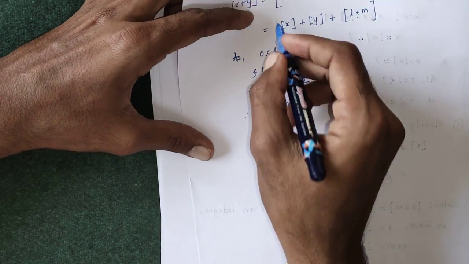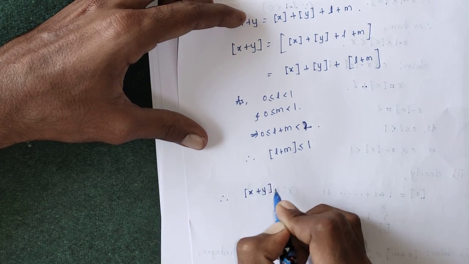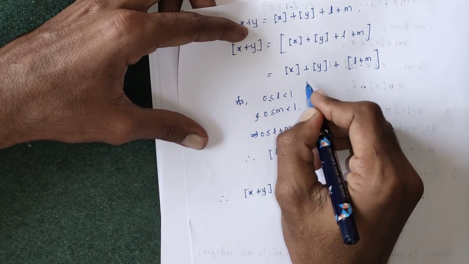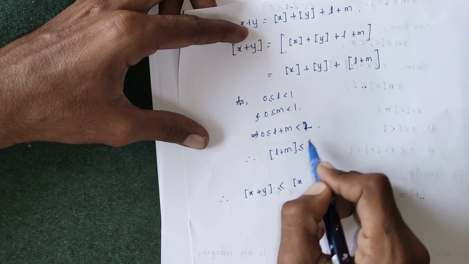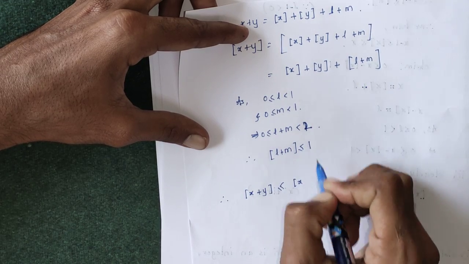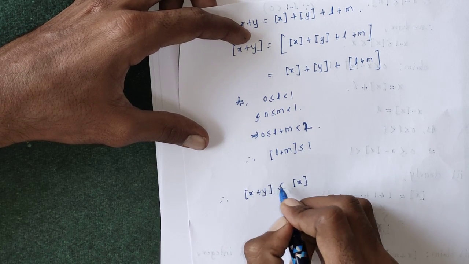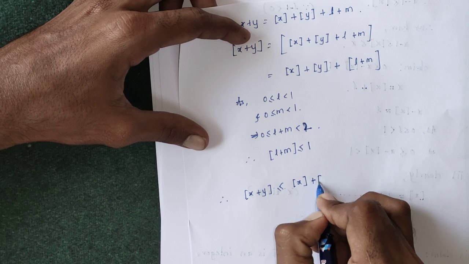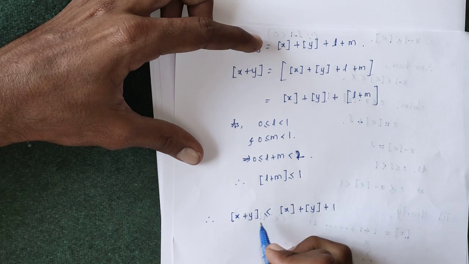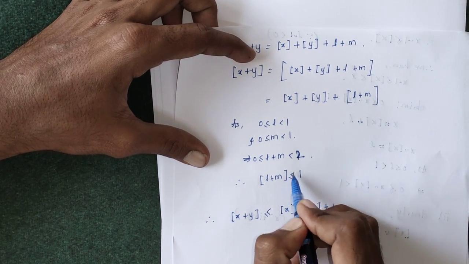So, we can write this: the integral part of x plus y will be less than or equal to the integral part of x as it is, plus the integral part of y as it is, plus the integral part of L plus m, which is less than or equal to 1. We will get this inequality: the integral part of x plus y is less than or equal to the integral part of x plus the integral part of y plus 1. The less than or equal to sign comes here since the integral part of L plus m is less than or equal to 1.